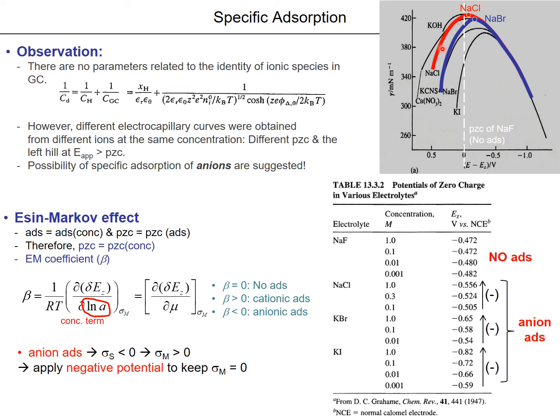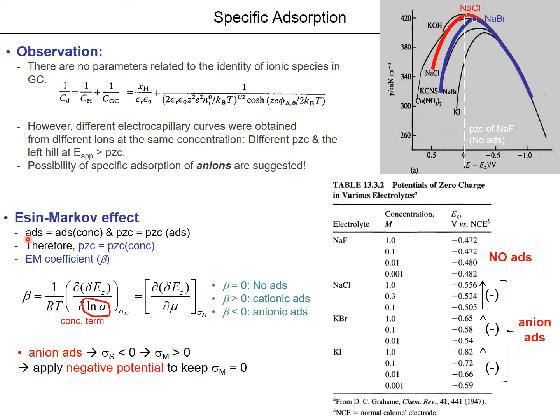So Grahame thought something happens which is related to the anions, because between those two curves the different thing is the anions, chloride ion and bromide anions. So Grahame proposed the possibility of specific adsorption of anions. Let me think about the quantification of the adsorption. Here is the Parsons-Markov effect parameter.